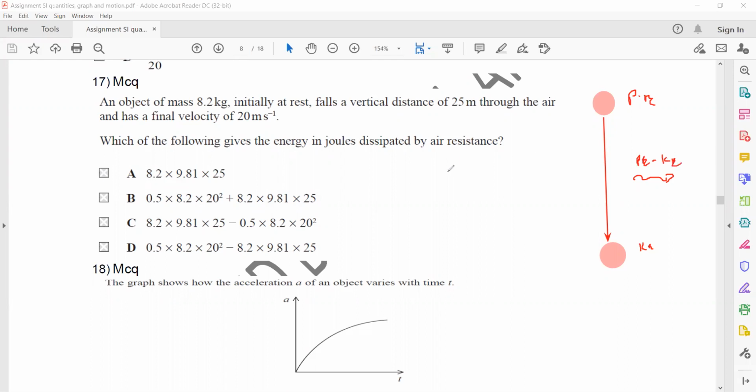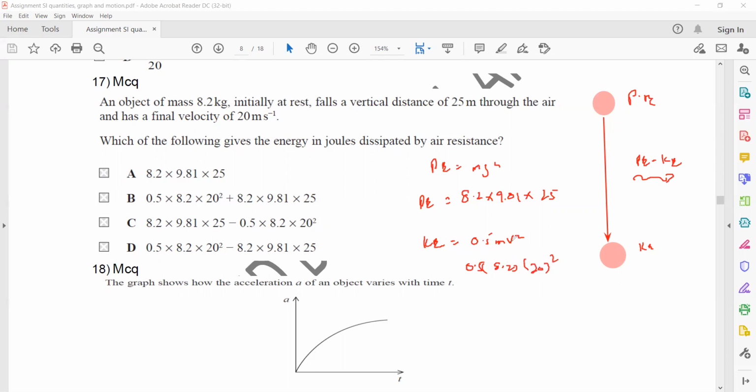So potential energy is given by mgh. m is the mass, which is 8.2, g is the gravity 9.81, and the height from which it is dropped is 25. So potential energy is 8.2 × 9.8 × 25. And what about kinetic energy, which is half mv squared? So 0.5, the mass is 8.2, and the speed at which it reaches the ground is 20, so it will be 20 squared.